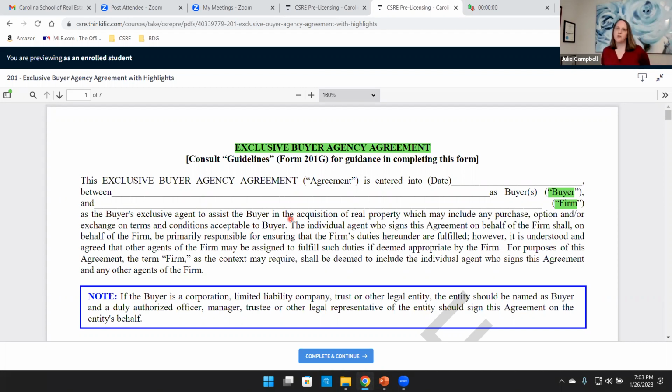So again, this is our exclusive buyer agency agreement. As with our listing agreement, it comes with guidelines to complete. If you're ever stuck, if you're not sure of what goes in a blank, you can always refer to the guidelines. The exclusive buyer agency agreement is entered into between the buyer and the firm. The relationship is between the buyer and the firm.